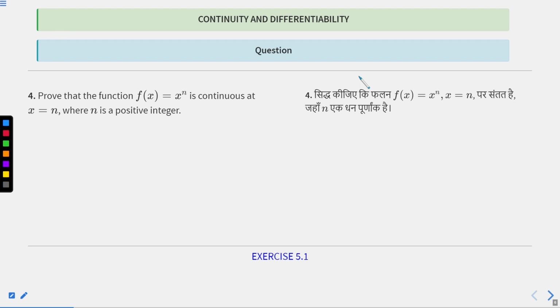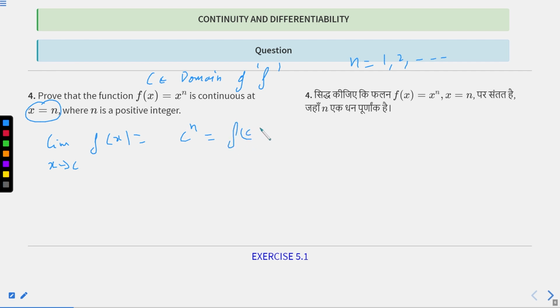Question number 4. We have to prove that this is going to happen. Very simple, quite easy. The limit as x tends to c, where c belongs to the domain of f, and where we are taking x equal to a positive integer, this means 1, 2 and so on. f(x) will be c^n, this will be f(c), so continuous.